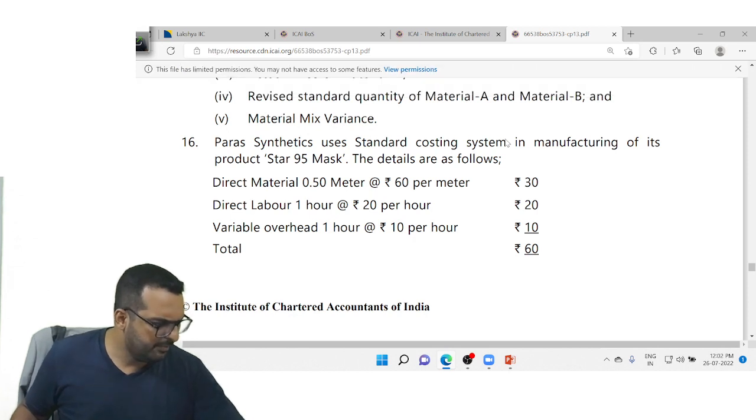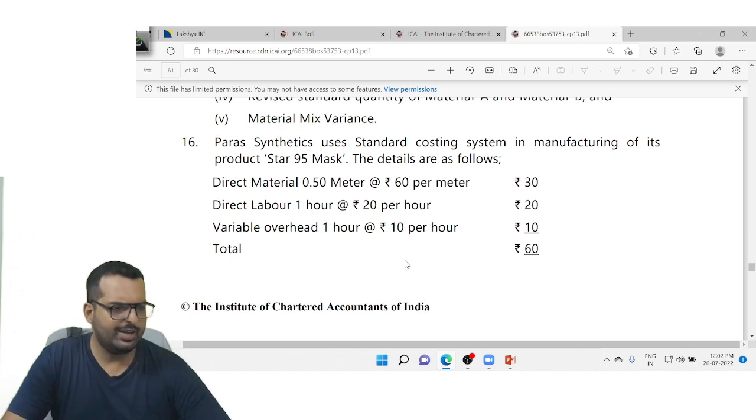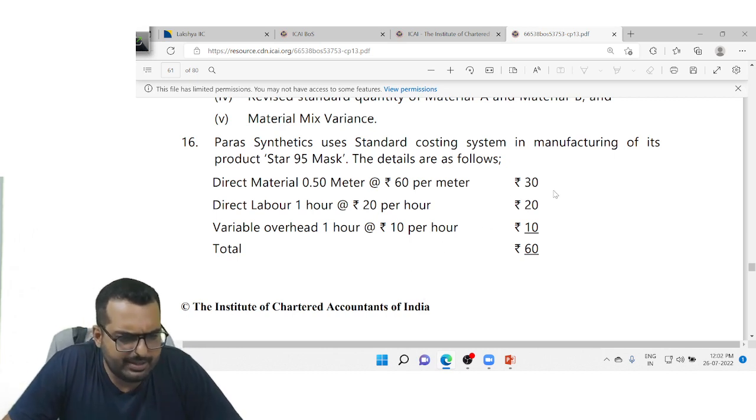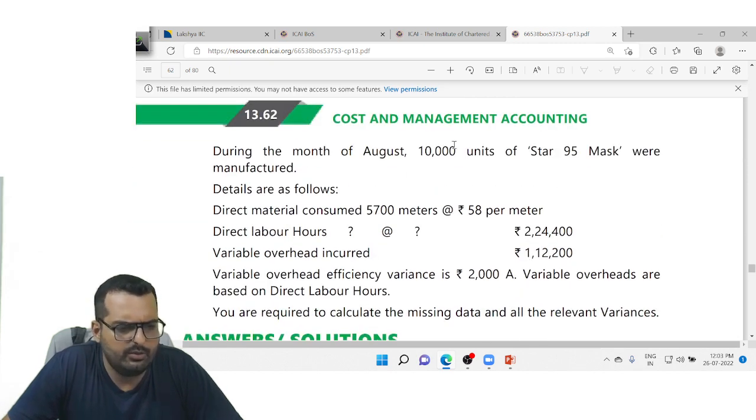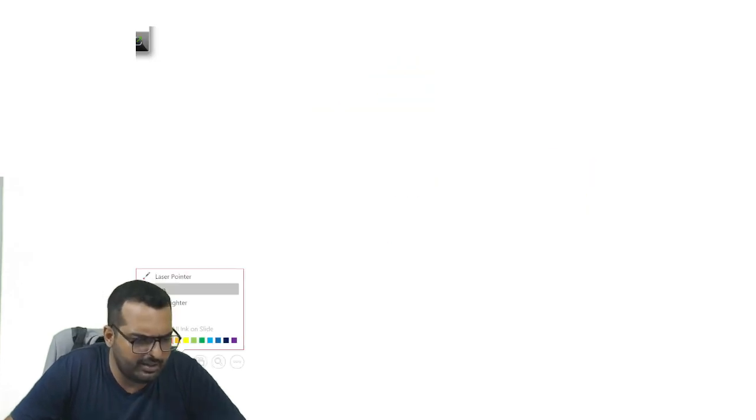Wonderful, friends. Many of you have got the answer now. Shall we do it together? Here, material is given, labor is given, overhead is given, standard data is given. Down they have given that 10,000 units were manufactured, and actual output is also given. So it's very easy for us to find out. They have given the direct material consumed. Labor, they have given the complete cost data, they have just not given us the details inside that, correct? So let's do it one by one. I'll start with material variance.